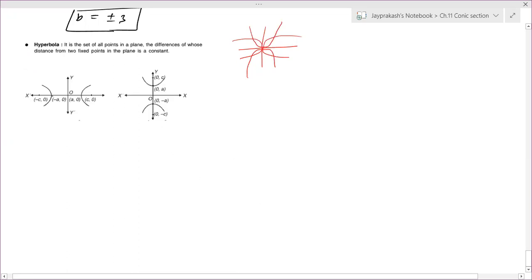So the first vertex is on the x-axis for this curve. So that is minus c comma 0, and this side c comma 0, this is the center. And the vertex of the hyperbola is minus a comma 0, and this side a comma 0. Now when the hyperbola is converted to the y-axis, then its vertices will change. Instead of getting x, we will get the value of y. So its focus will be 0 comma c, and this side 0 comma minus c, and the vertices will also change.